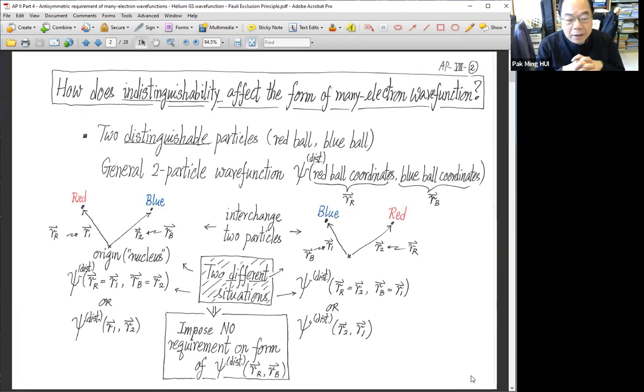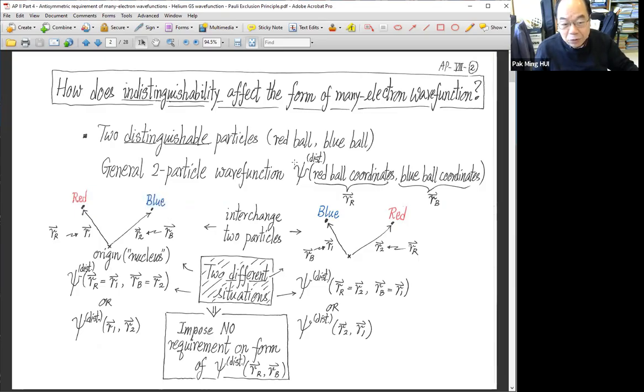So next, let's appreciate what indistinguishability tells us about the many-electron wave function. Let's do the first discussion on distinguishable particles. This is a situation where you have one particle, this is a neutron, this is a proton living in a nucleus, for example. Then they are not the same. Although they live in the vicinity of each other, we can, for example, label one as a red ball and another as a blue particle.